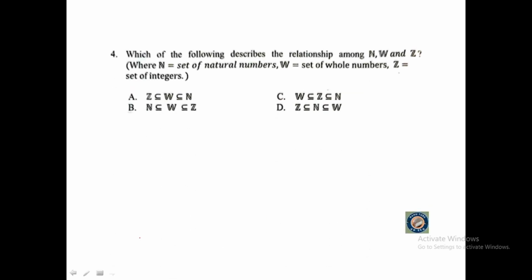Question number 4. Which of the following describes the relationship among N, W and Z, where N is the set of natural numbers, W is the set of whole numbers, and Z is the set of integers?